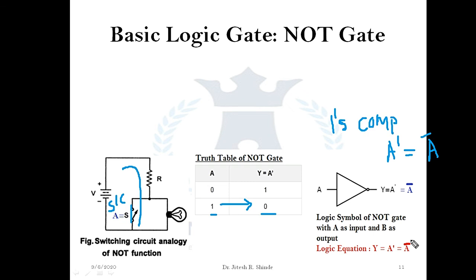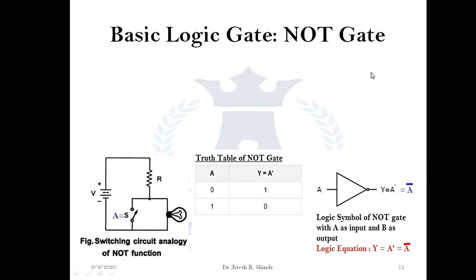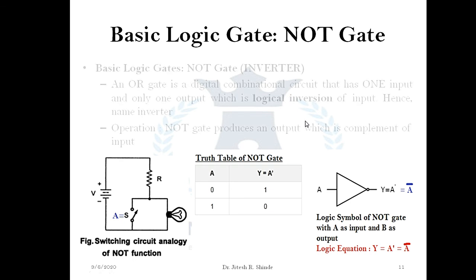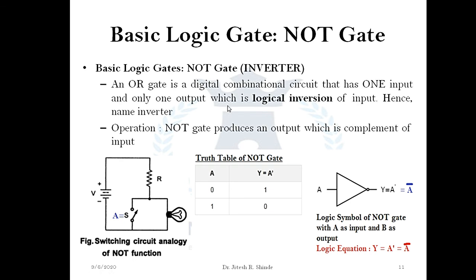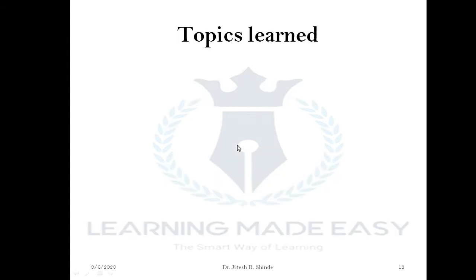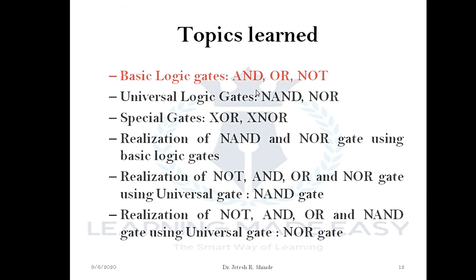Thus the NOT gate is a digital combinational circuit having one input and only one output. It is also called an inverter, because 0 applied, we get 1, and 1 applied, we get 0 at the output. Thus the NOT gate produces an output which is the complement of the input. Thus in this first session, we have learned the basic logic gates, OR and NOT.